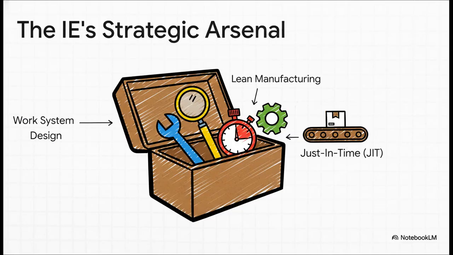And their strategic toolbox is just packed with these powerful methodologies. You hear buzzwords like lean, kaizen, and just-in-time all the time. But for an industrial engineer, these aren't just buzzwords. They're concrete, structured systems. Each one's a different lens for looking at an operation, a tool for systematically finding and destroying every single ounce of waste, whether that's wasted time, materials, or even motion.